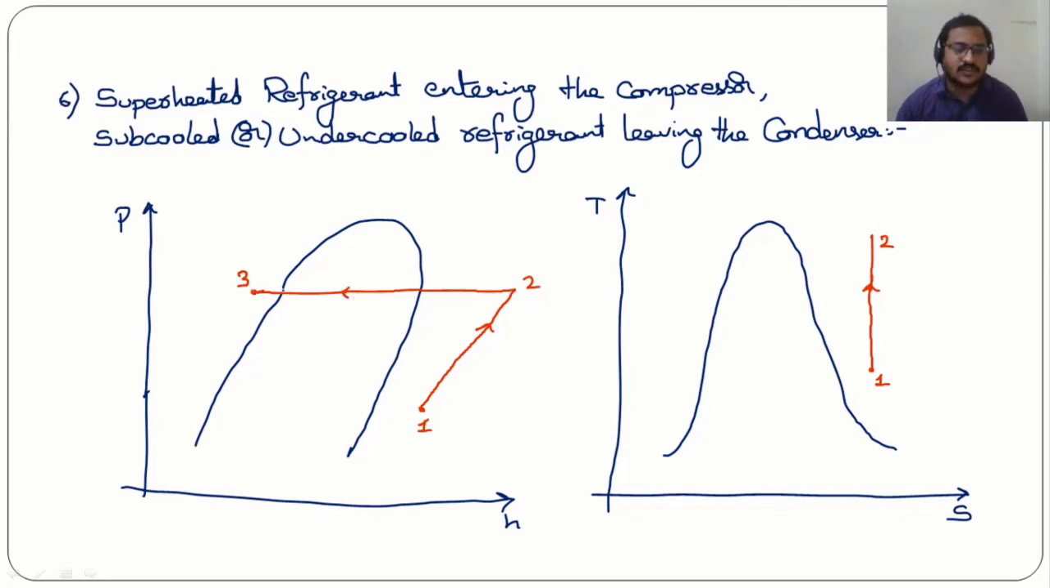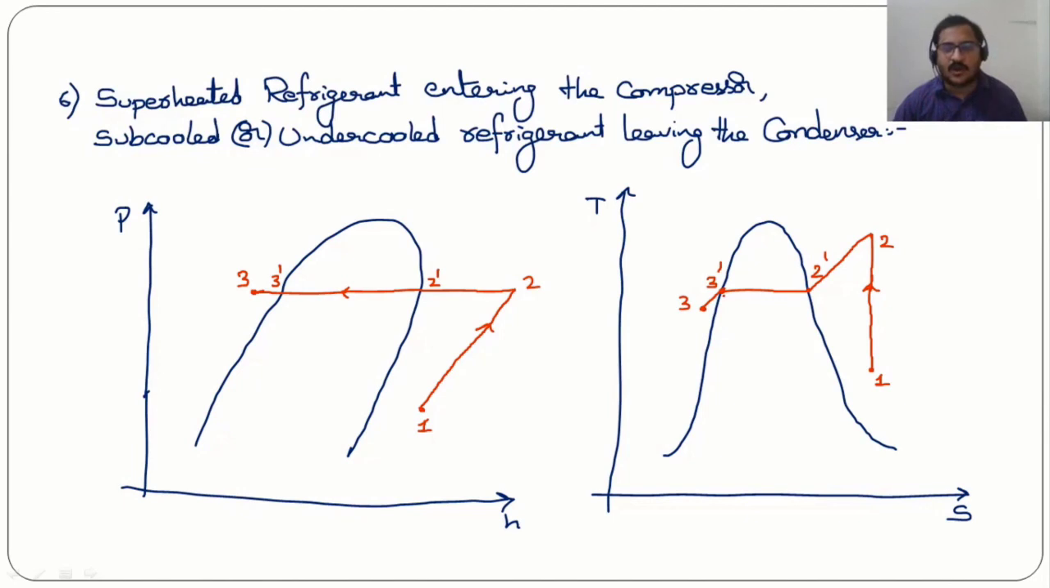That means that should be below the liquid saturation line. So here, from this superheated state to the saturation state, there should be a drop in temperature. Then phase change should take place from 2' to 3'. Then the temperature of the refrigerant should decrease due to subcooling or undercooling of the refrigerant in the condenser. So the temperature drops due to subcooling or undercooling.